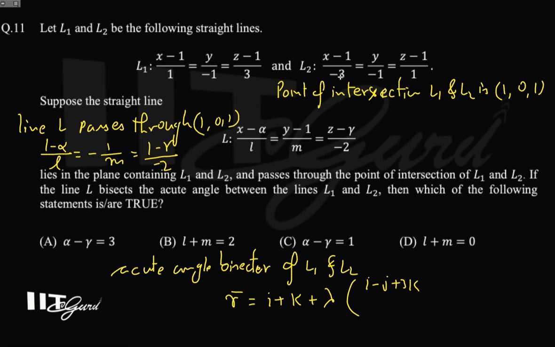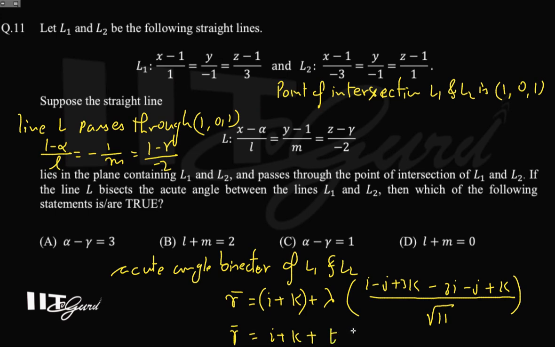And then another line, minus 3i minus j plus k upon, 9 plus 1, 10 plus 1, 11, so that is root 11. Fine. So this is r, the acute angle bisector of L1 and L2. The lines L1 and L2 are r equal to i plus k plus lambda times of this. So the acute angle bisector will be treated as r equal to i plus k plus t times of, in equation form, i plus j minus 2k.